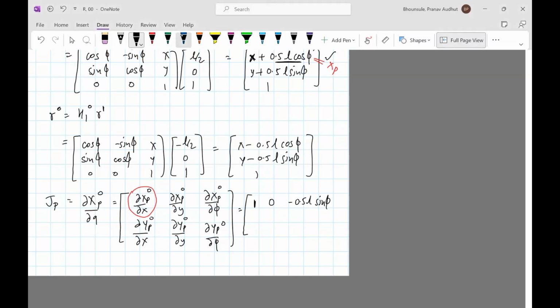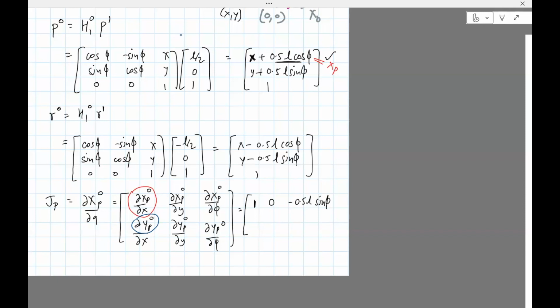Next is yp. So that would be the derivative of this with respect to x. There's no x, so this is 0. Then the derivative with respect to y would be 1. And then the derivative with respect to phi will be 0.5 L cosine phi. Okay, so that gives Jp. We had 4 things to solve for, and we got one of those 4 things.